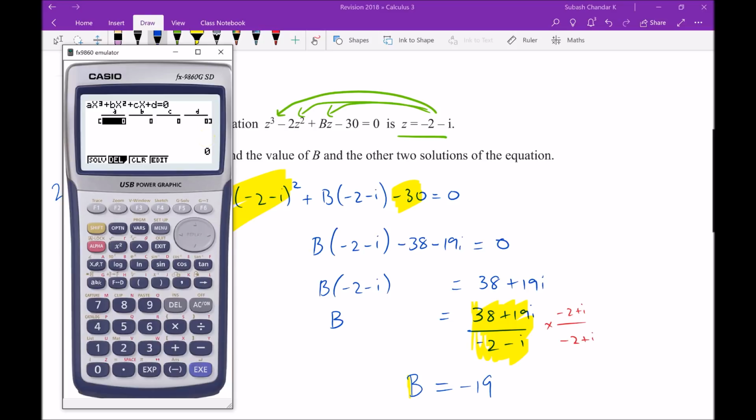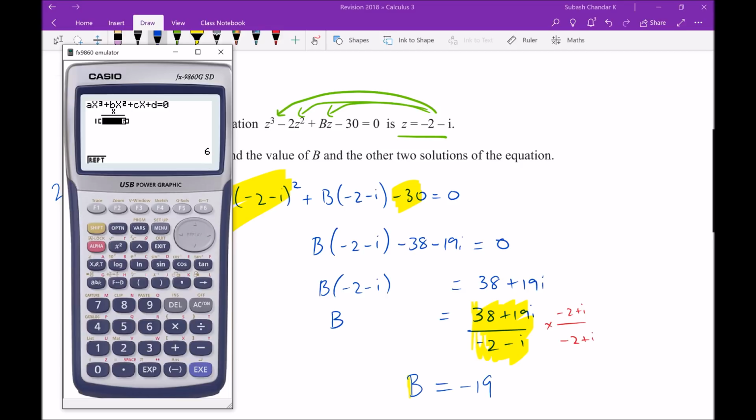So z cubed's coefficient is 1. Then z squared is minus 2. B, you just found out B to be negative 19. And D, that's the value D here, that's negative 30. Now, if you press solve, which is F1 here, oh, sorry, wrong F1. Notice how I'm getting only one solution here. Can you guys see that?